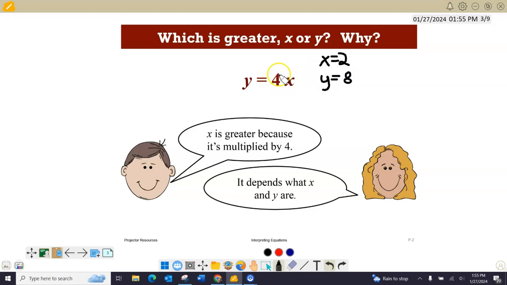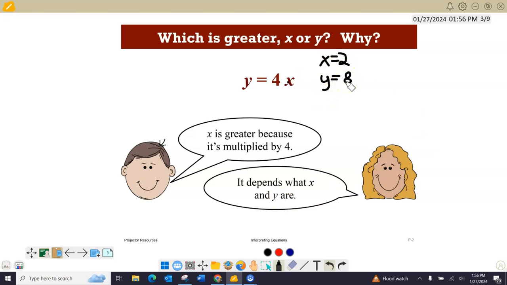4 times 2 is 8, y equals 8. So obviously we can see here that y is greater than x. Y is always going to be greater than x, is it? Sally Bob says it depends on what x and y are. Is it possible that they could be the exact same number?